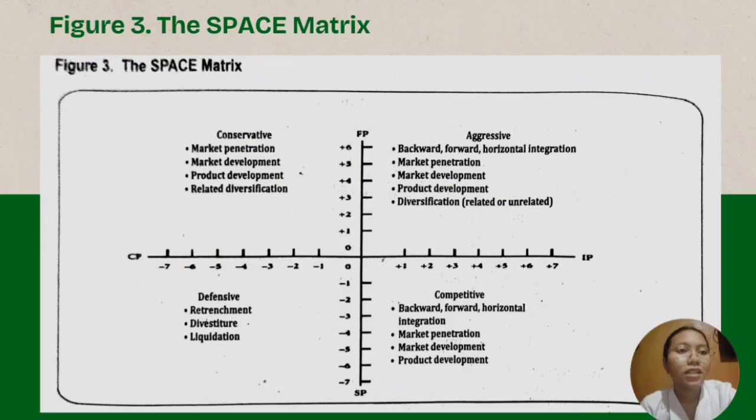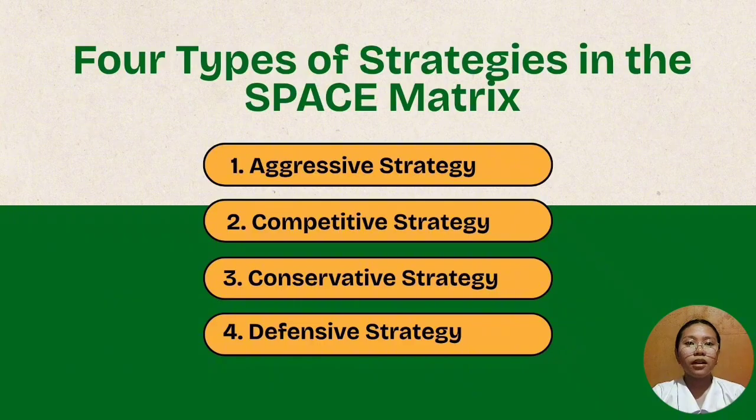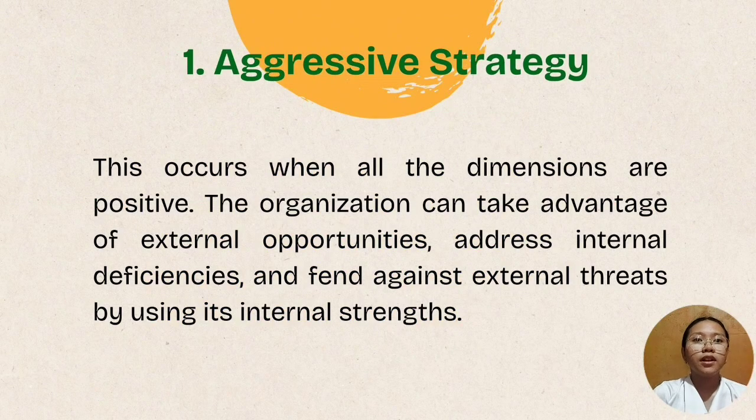This is the space matrix. So as you can see, there are 4 quadrants. So kaning conservative, aggressive, defensive, and competitive. So there are 4 types of strategies in the space matrix. So there is aggressive strategy, competitive strategy, conservative strategy, and defensive strategy. So first is the aggressive strategy. So this is used when the company is in a strong overall position. So they can use ang ilahang strength para maka-take advantage sa mga opportunities, expand, and improve their business.